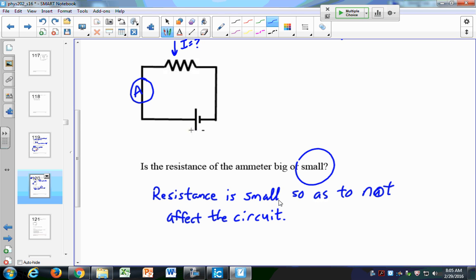So an ammeter has a very, very small resistance. A piece of wire has a very, very small resistance as well. It's kind of like your capacitor meter. It has a very, very small resistance too. It's just a coil of wire.